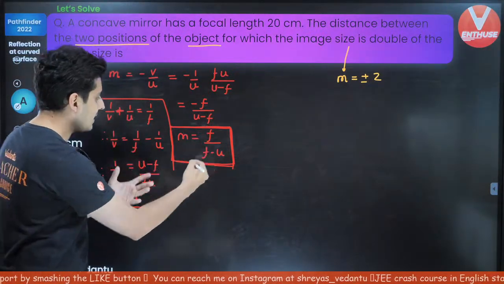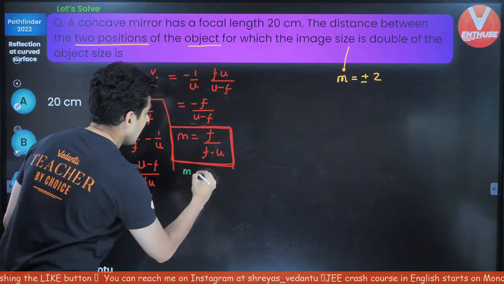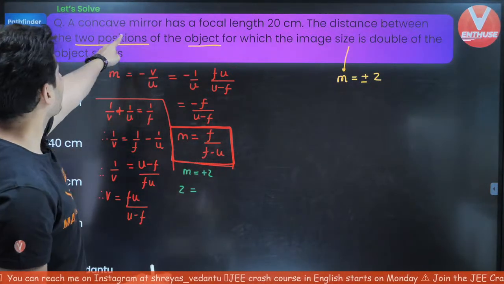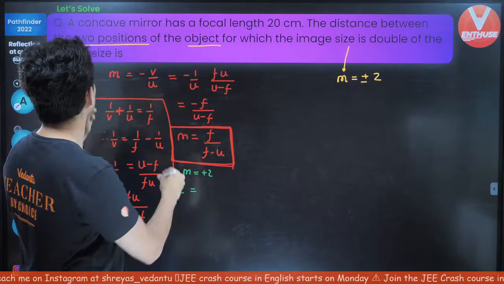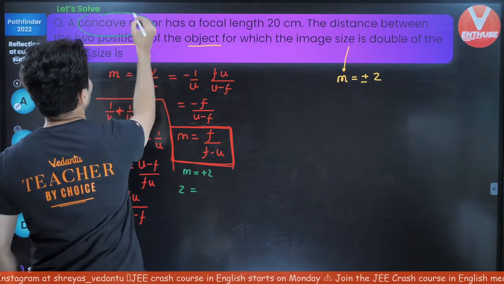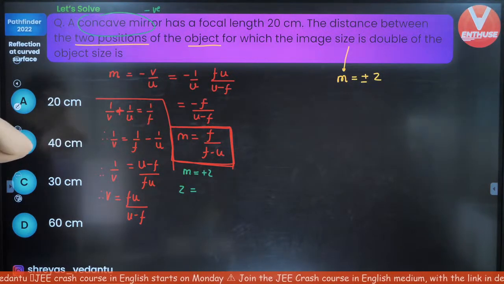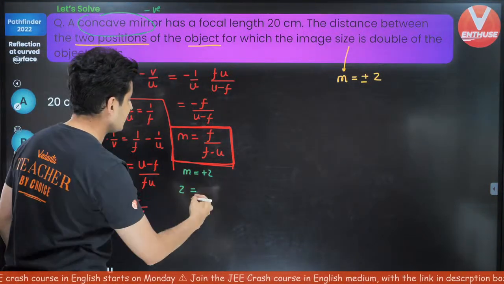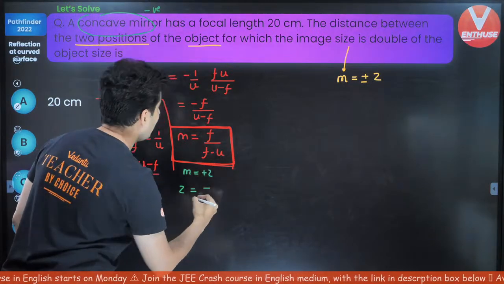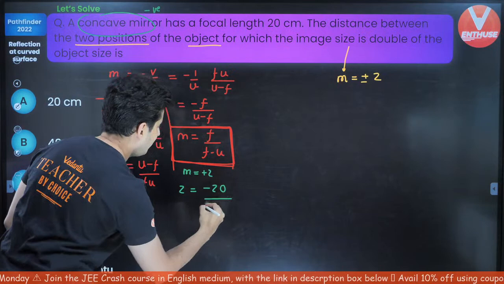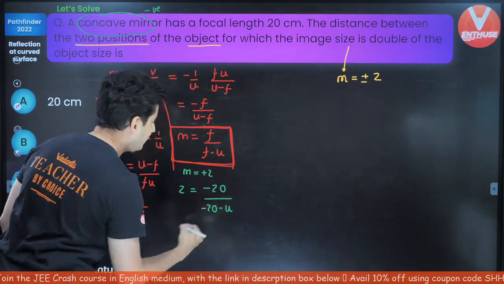All right, now let's see. If I take magnification as +2, what do we get? 2 is equal to focal length. Focal length is 20, but it's a concave mirror, don't forget that. For a concave mirror, the focal length is always negative. So let's substitute that: minus 20 divided by minus 20 minus u.